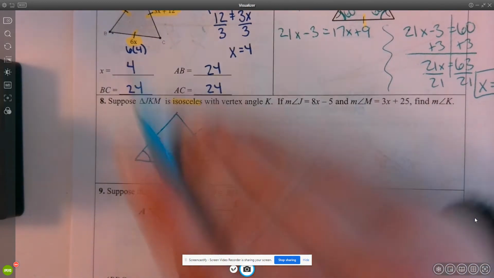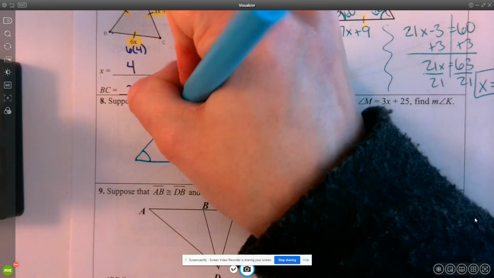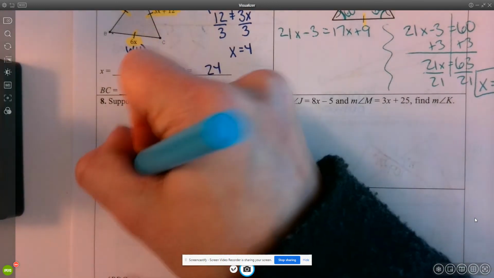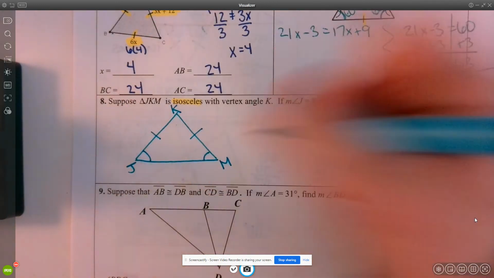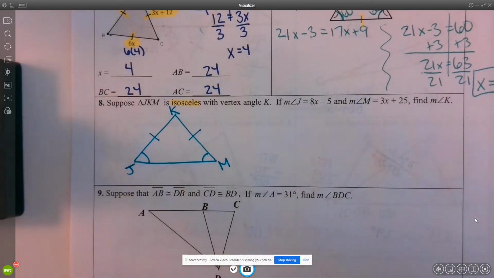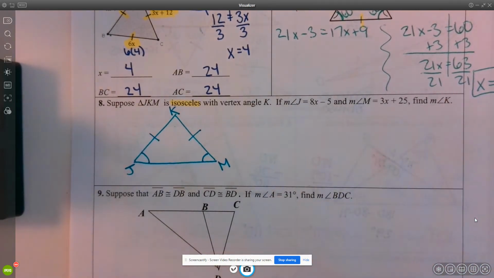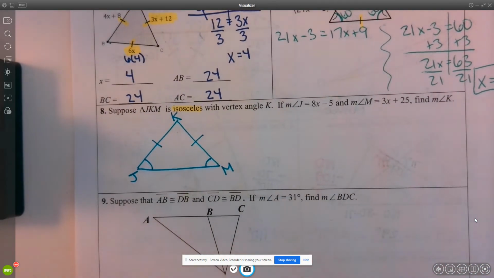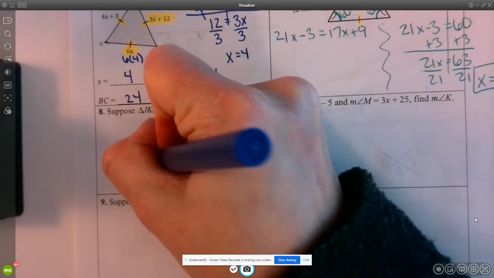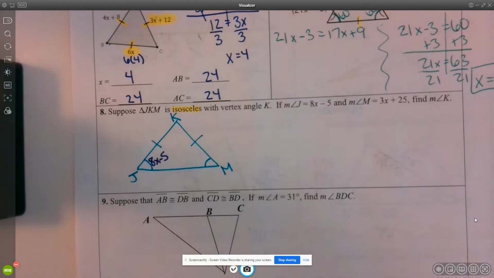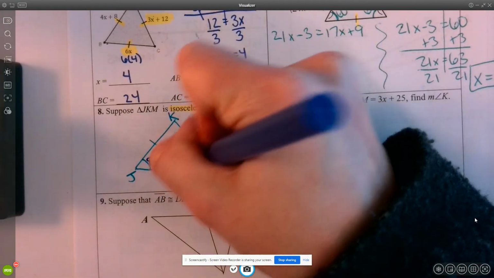This angle is my vertex angle. It's the angle that is not one of the base angles. And so I'm just going to go ahead and label my triangle like this. K has to be on the vertex angle. So now I have some information here. They tell me the measure of angle J is 8x minus 5. And the measure of angle M is 3x plus 25.